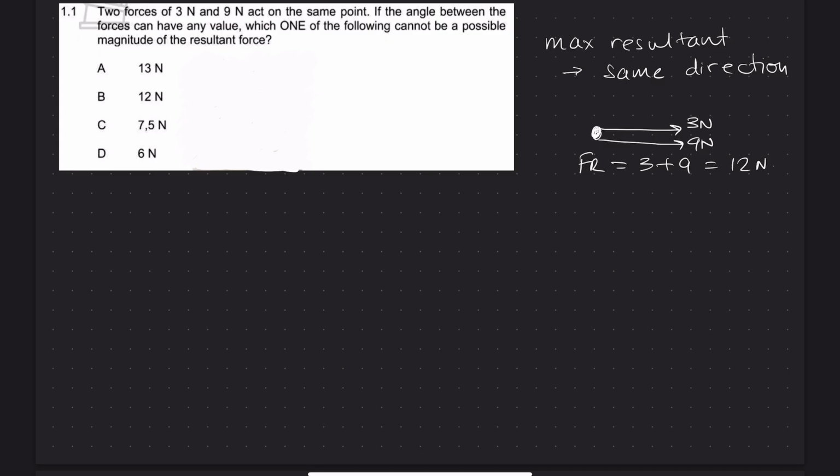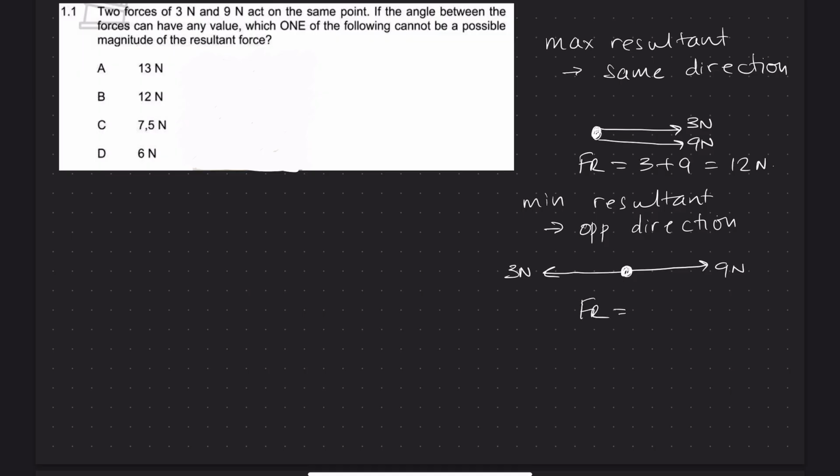And also, we will get a minimum resultant when they act in the opposite direction. So, for example, you can have the 9 Newton pointing to the right and the 3 Newton pointing to the left. In this case, the resultant will be 9 minus 3, which is 6 Newtons.